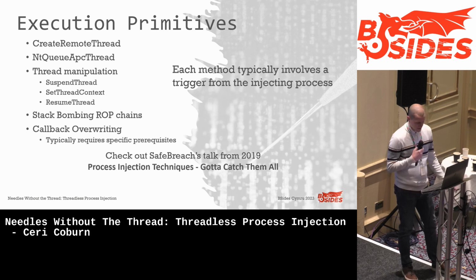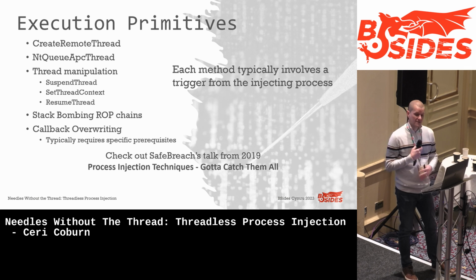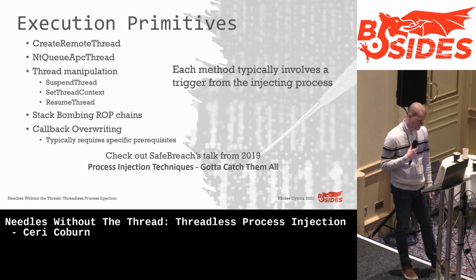Thread manipulation. That's where you target an already existing thread in a remote process. You suspend it, set the thread context, which usually involves setting the instruction pointer to that of the memory that you've injected, and then resume that thread once again, which will then trigger the execution.